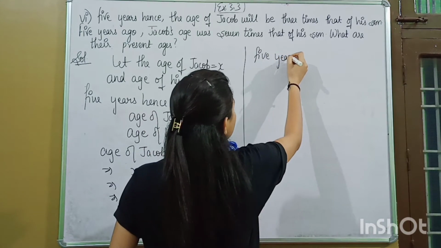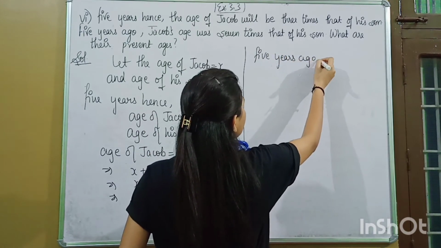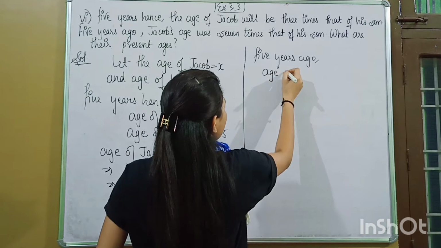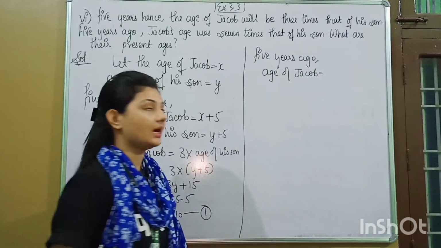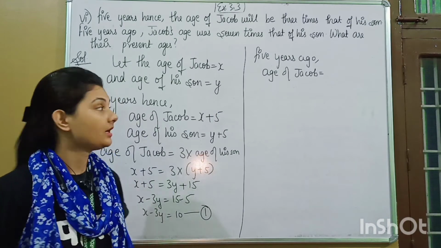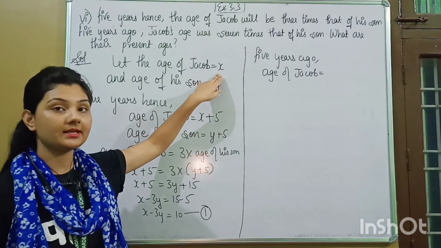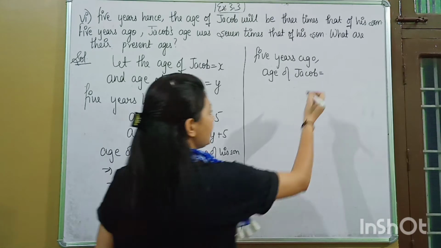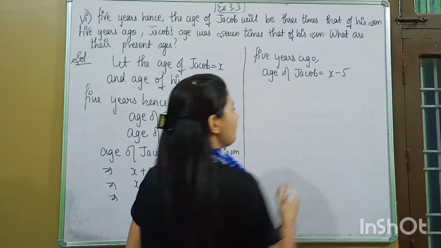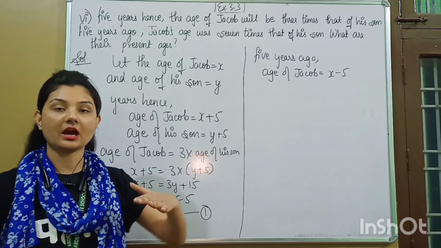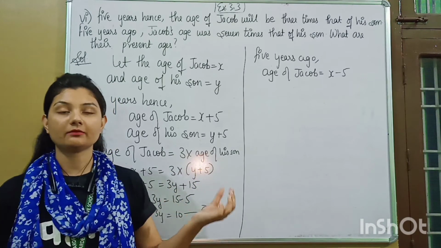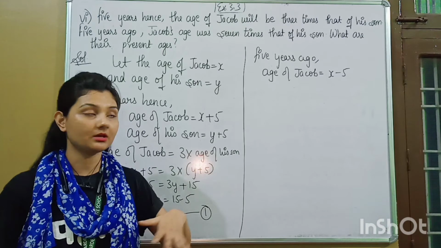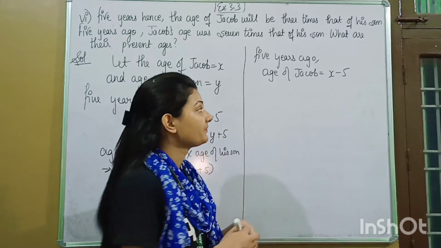So 5 years ago, the age of Jacob. 5 years ago means before 5 years. So the present age of Jacob is x, so before 5 years his age was x minus 5. Whenever we have to write someone's age after some years, we add that many years. And whenever we have to write someone's age before some years, we subtract that many years.